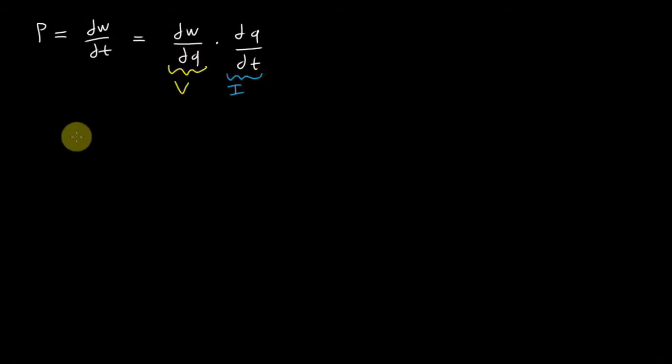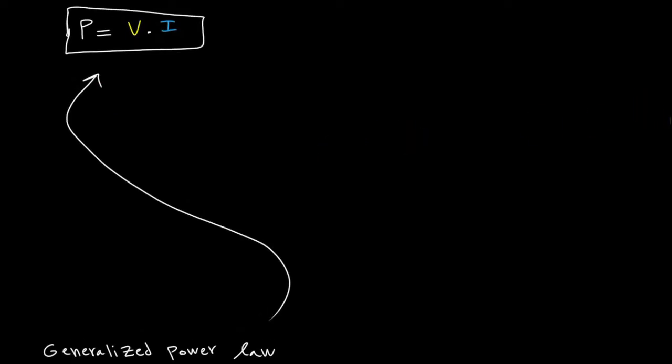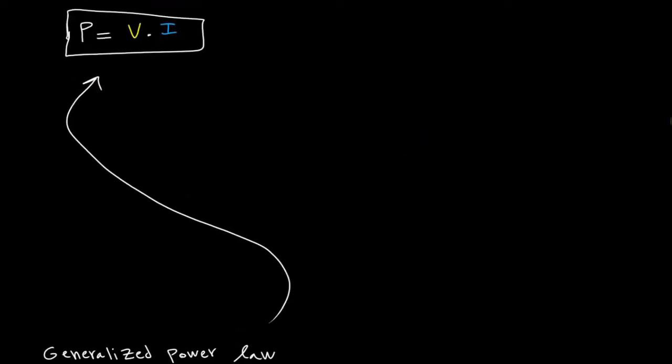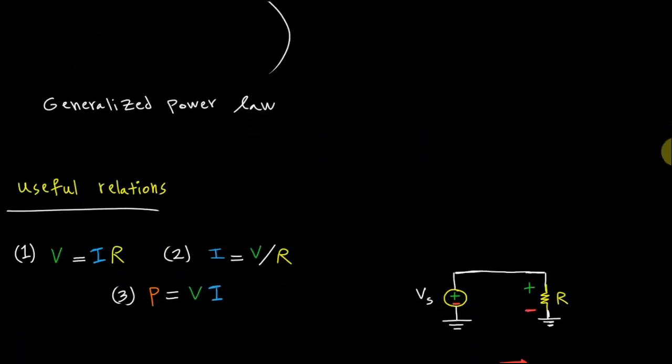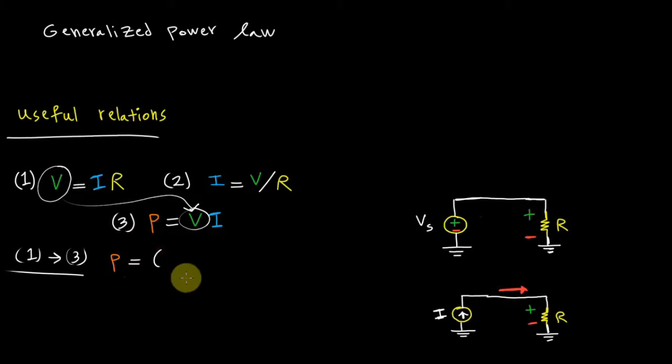Now let's look at some useful relations. V equals IR, another form of that is I equals V over R, and P is equal to VI. If we plug equation 1 into equation 3, we get P is equal to V times I, with V being I times R. So I times R times I gives us I squared R, which is a famous power dissipation equation for resistance.